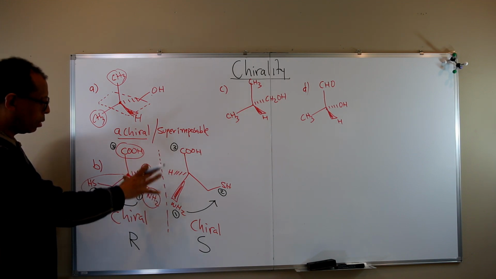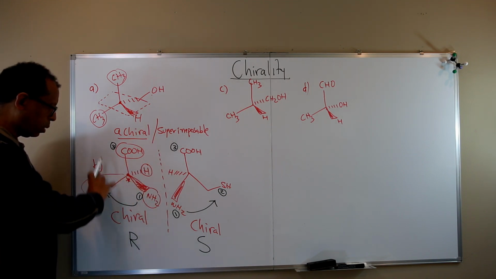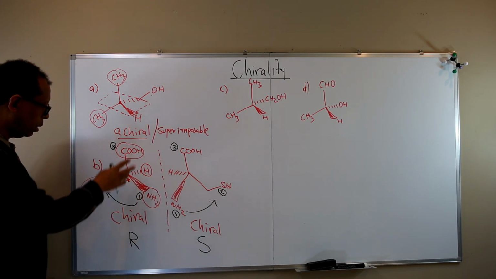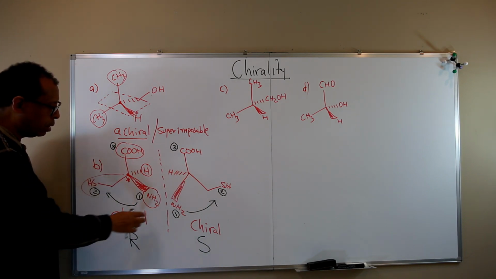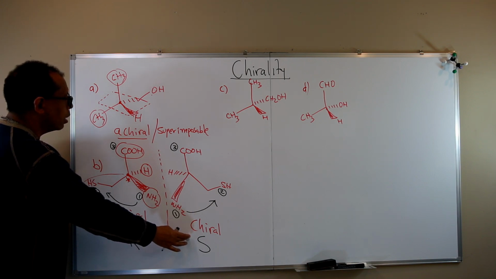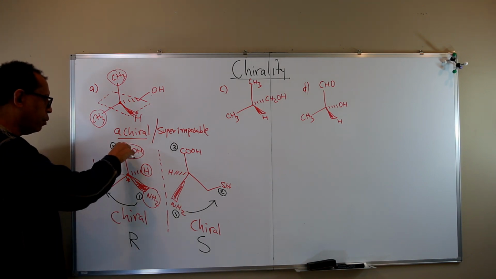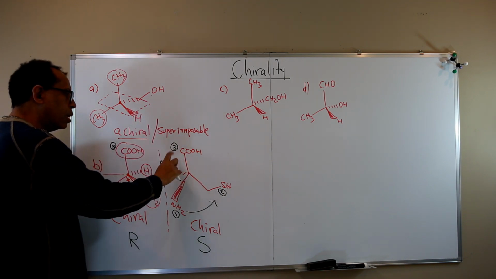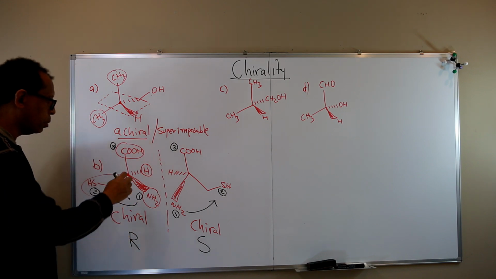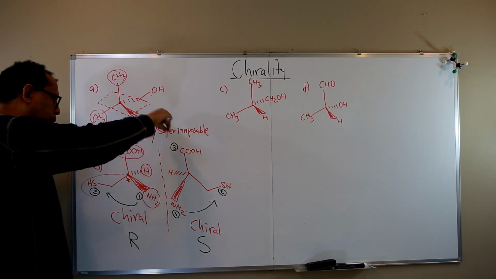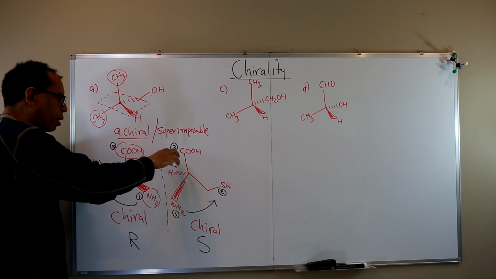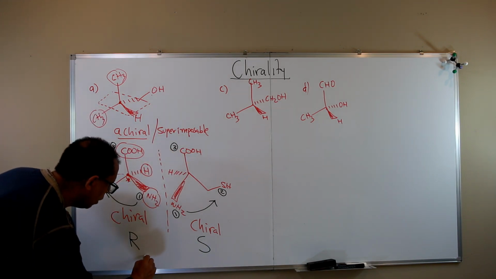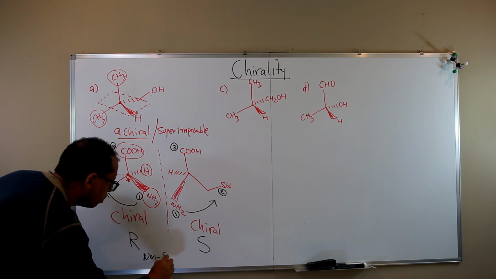So this compound is a chiral molecule. Its mirror image is also a chiral molecule. This has R configuration. This mirror image is S configuration. But if you want to superimpose one over the other, these are non-superimposable. You cannot adjust each one of the groups one over the other. So enantiomeric compounds are non-superimposable.